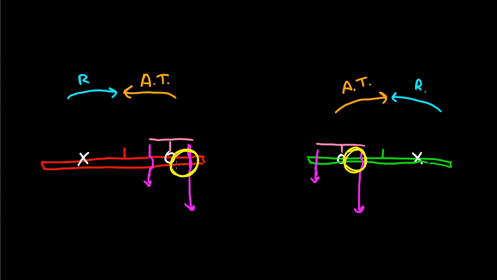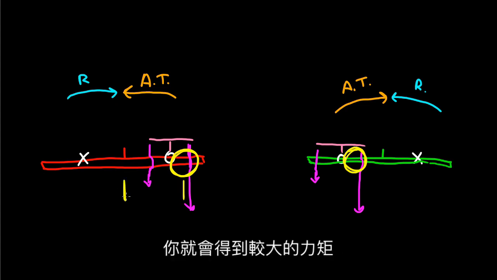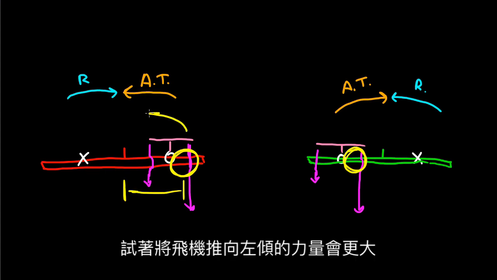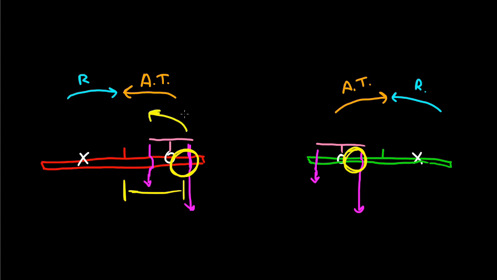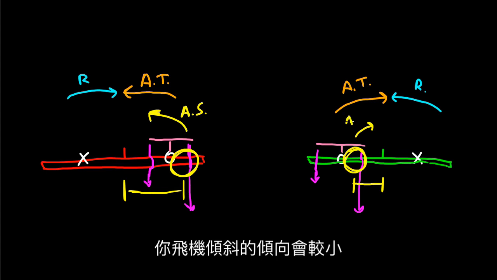Closer inboard, closer outboard. In this case, if the zone of maximum lift occurs further outboard, you're going to have a greater arm trying to bank the airplane to the left. This is accelerated slipstream. Over here, the zone of maximum lift closer inboard, you're going to have less of a tendency to bank the airplane, accelerated slipstream here.